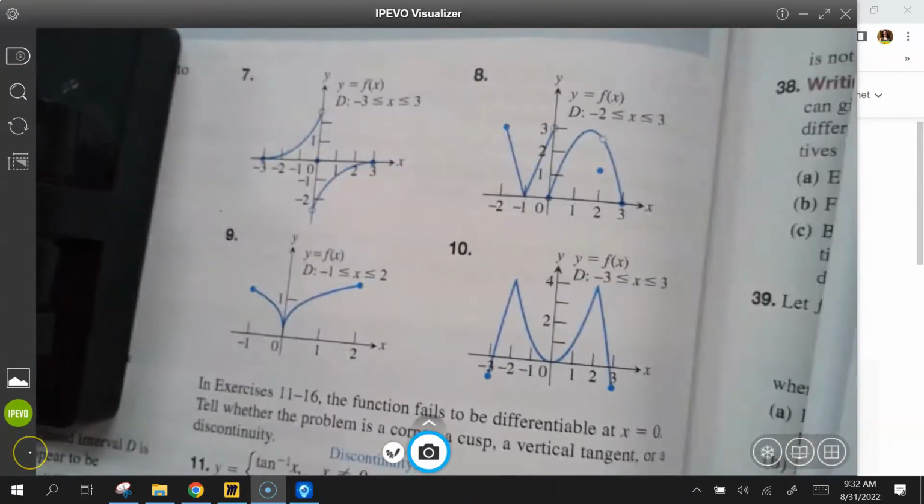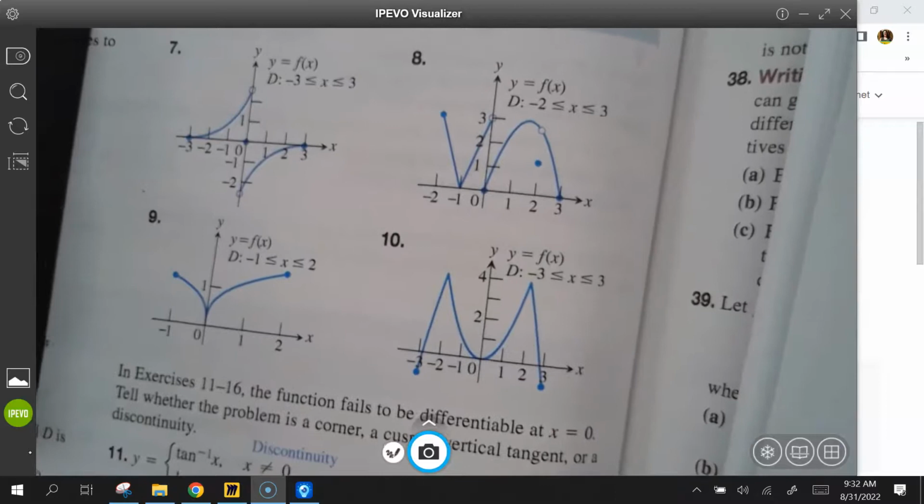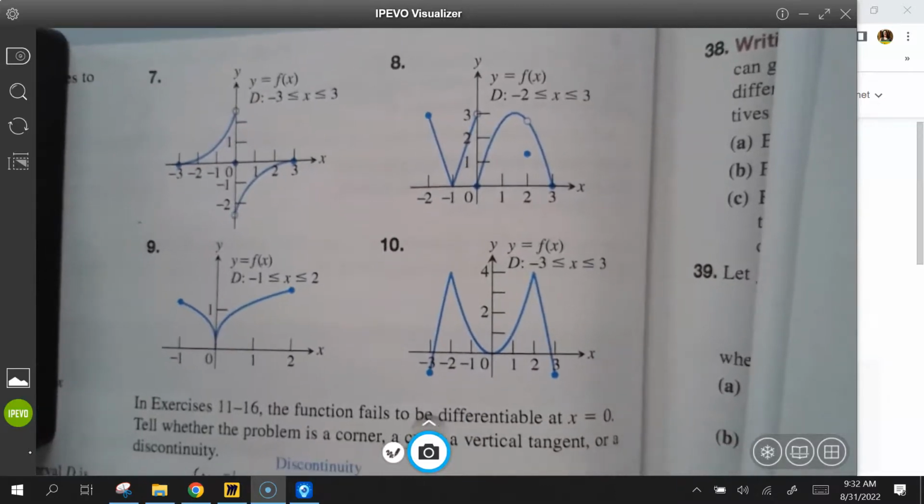Hi, you mean differentiable at the points given or not? So directions say, here's the graph of a function over a closed interval. What domain points appear to be differentiable, continuous but not differentiable, and neither continuous nor differentiable? So look at number 7.